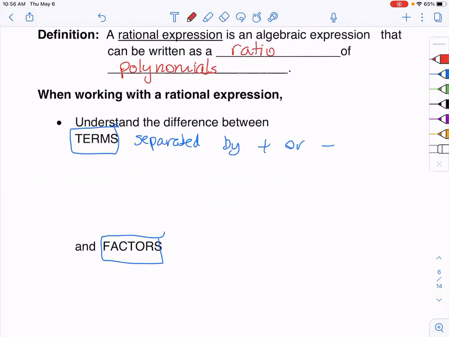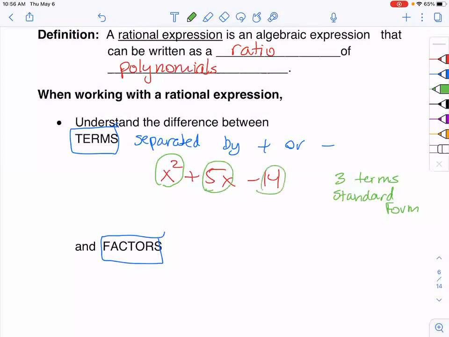An example of something with terms that we can clearly see is this. This has 3 terms. We see terms very clearly when it is in standard form. Remember, we talked about standard form of a polynomial is when we have all the variables stretched out with an exponent on each one of them and they go in order from highest to lowest. We're putting the terms in order. So the terms of this expression are x squared, 5x, and 14. They are separated by pluses and minuses. What's the difference between that and factors?